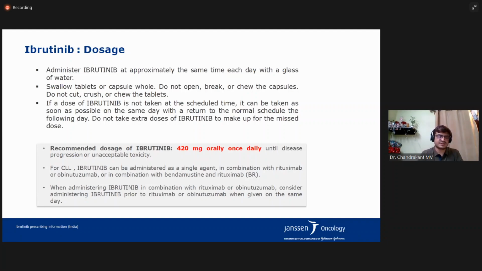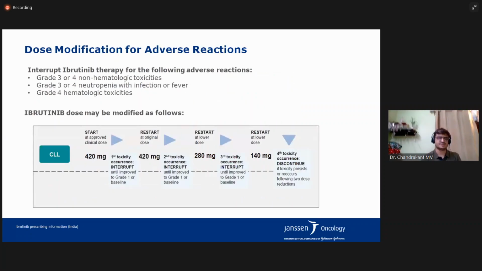For CLL, ibrutinib can be administered as a single agent or in combination with rituximab or obinutuzumab, or also in combination with bendamustine. I'll be showing the data further. When administering ibrutinib in combination with rituximab or obinutuzumab, we must consider administering ibrutinib prior to rituximab or obinutuzumab when given on the same day. So these are important things. It can be given as monotherapy, combined with rituximab or obinutuzumab, or even BR. And if you are giving it as a combination, then give ibrutinib before these monoclonal antibodies or chemotherapies.